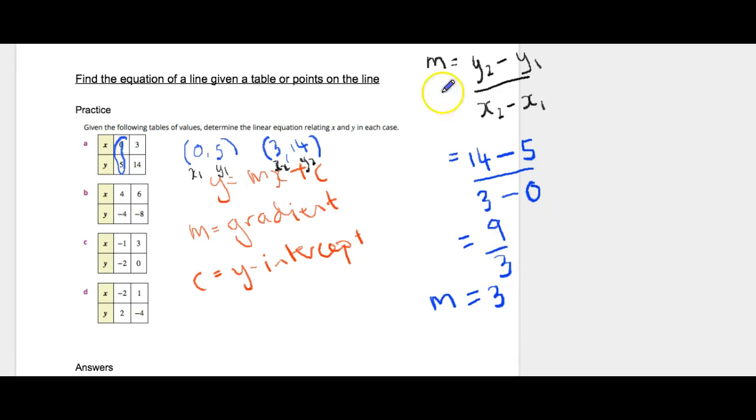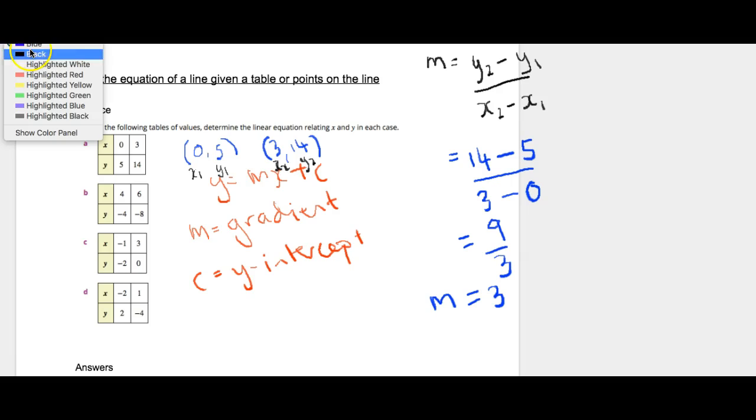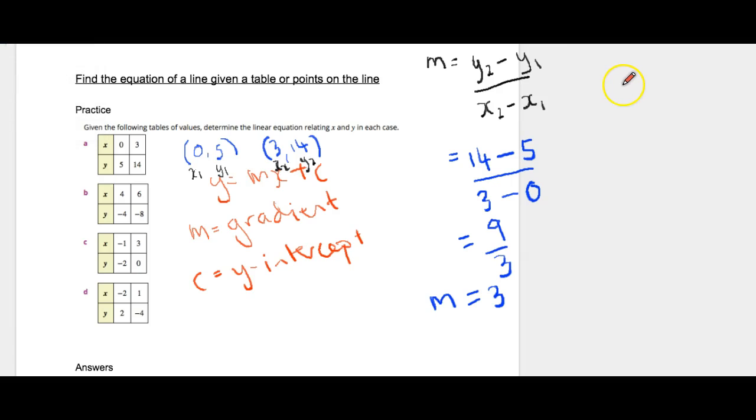The second part is finding the y-intercept. Now I know the y-intercept is when x is equal to 0, so I can read straight from this table that the y-intercept is 5. But let's just say you didn't remember that. Let's write here in red, again, the equation of a straight line. The reason I'm doing this is because the other 3 examples you will need to do this way as well. So y equals mx plus c.